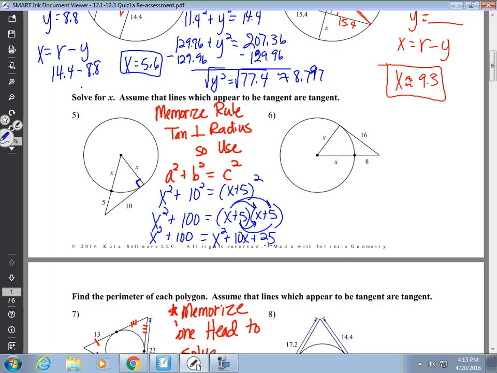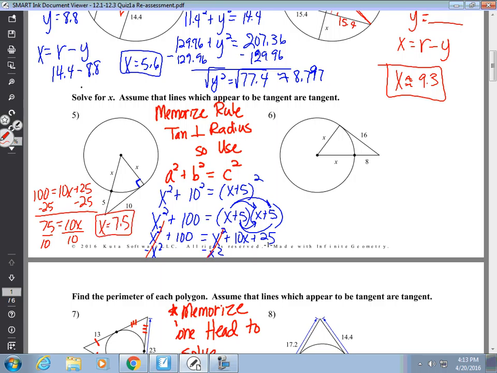That didn't change. But when we subtract the x squared, they will cancel out, which leaves us with, and I'm just going to move it over here to the left, 100 equal to 10x plus 25. Subtract the 25. We get 75 equals 10x. Divide by 10, and yes, we get a decimal answer. So x equals 7.5.